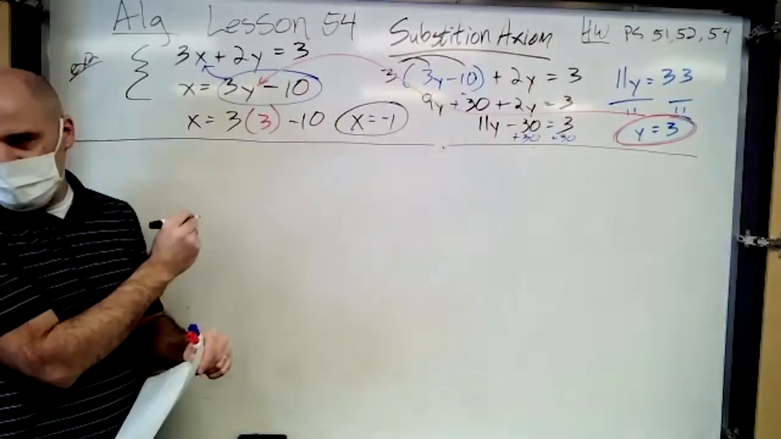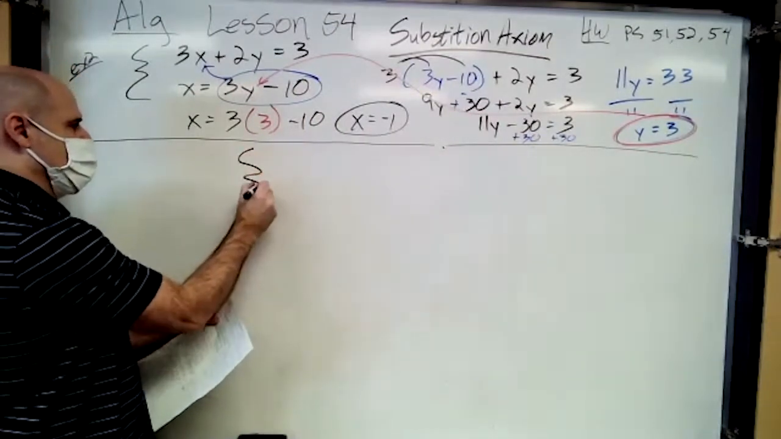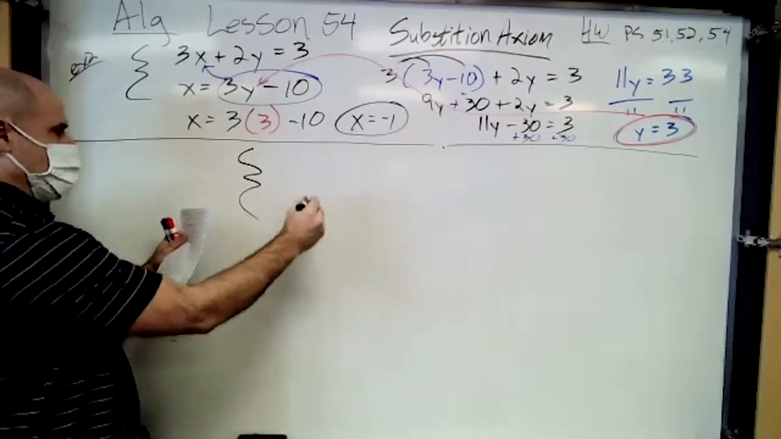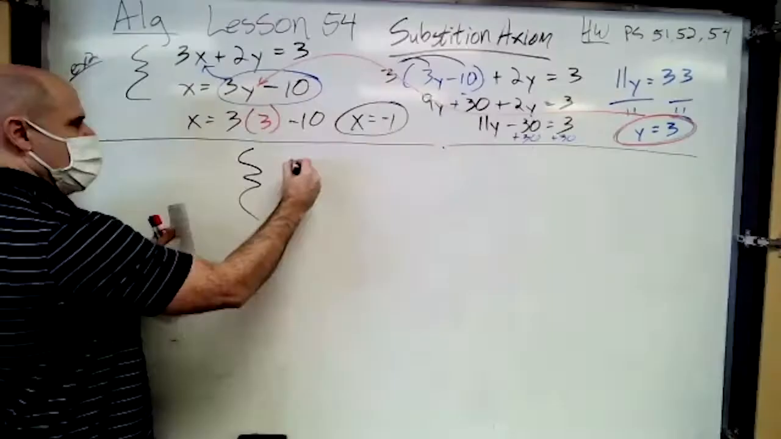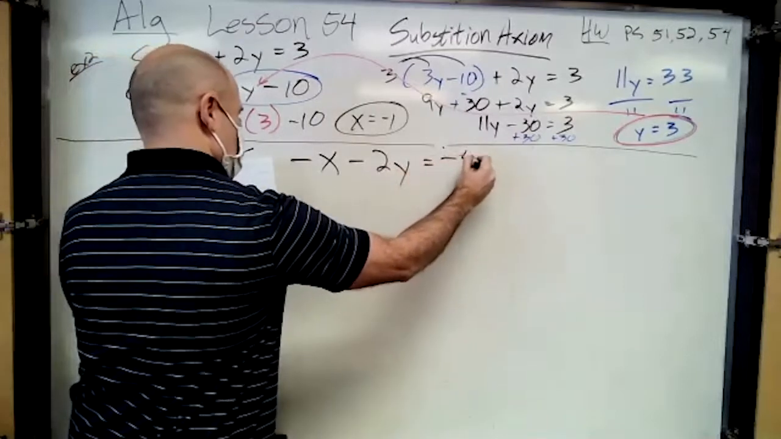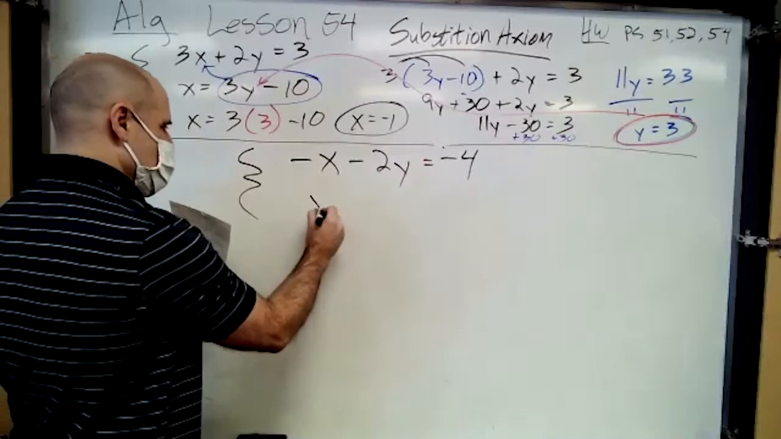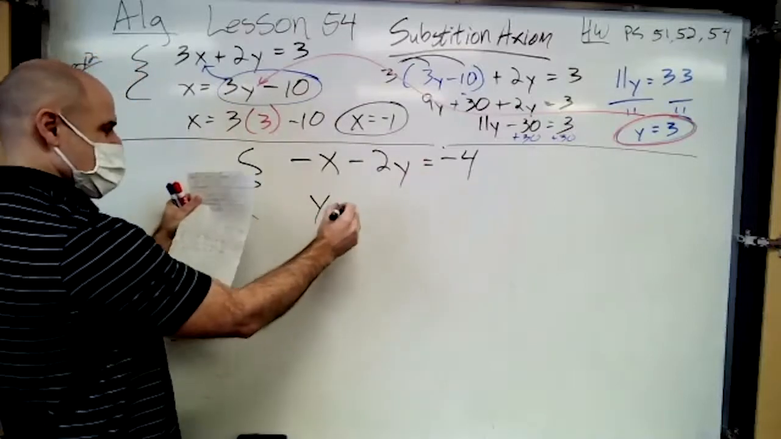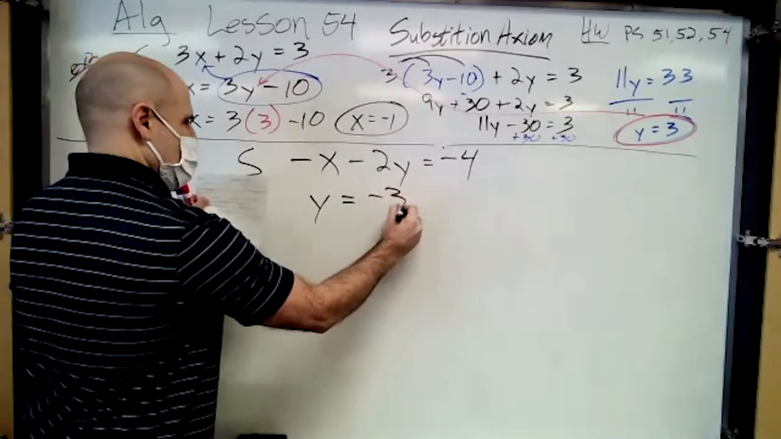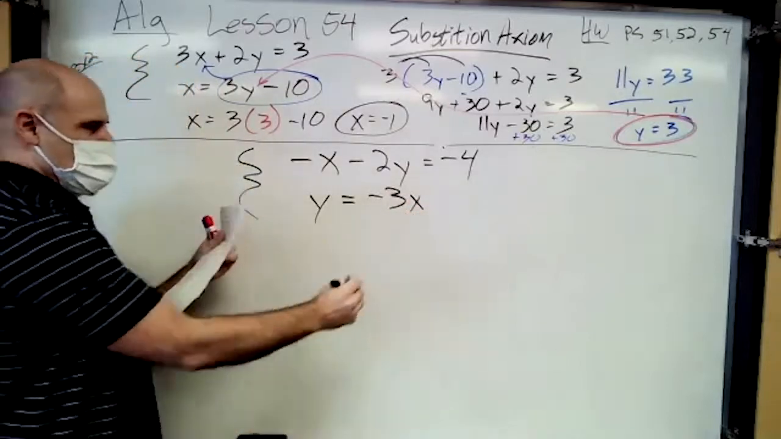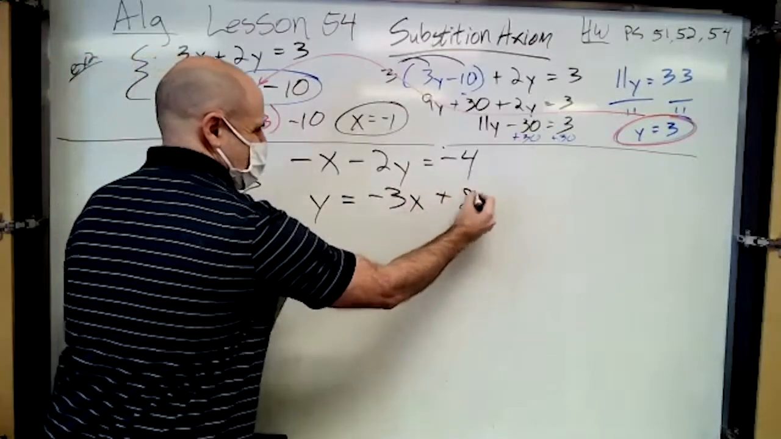I'm going to make sure I'm not in the way here. Negative x minus 2y equals negative 4. That's the first equation. Second equation, y equals negative 3x plus 8.